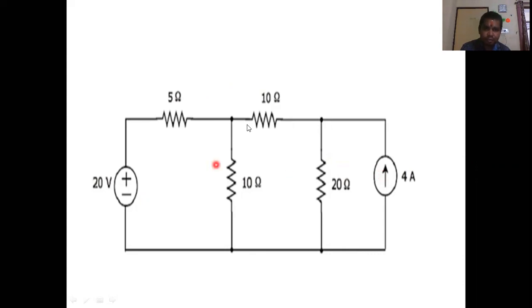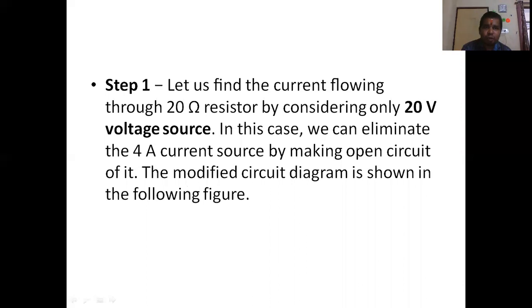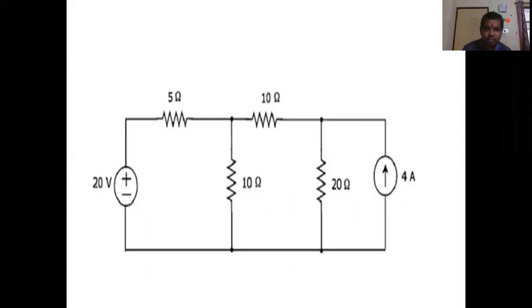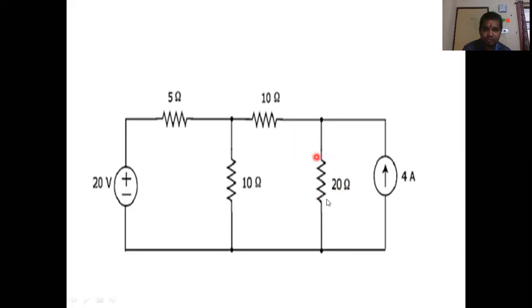So we have a circuit in which I have a 20-volt source, a 4 ampere current source, and a 5 ohm resistance, 10 ohm resistance, 10 ohm resistance and 20 ohm resistance. I am going to determine the current in which branch? The current in the 20 ohm resistance. The 20 ohm resistance means the current in this branch. What is the current flowing in this 20 ohm resistance, by applying the superposition theorem, right?